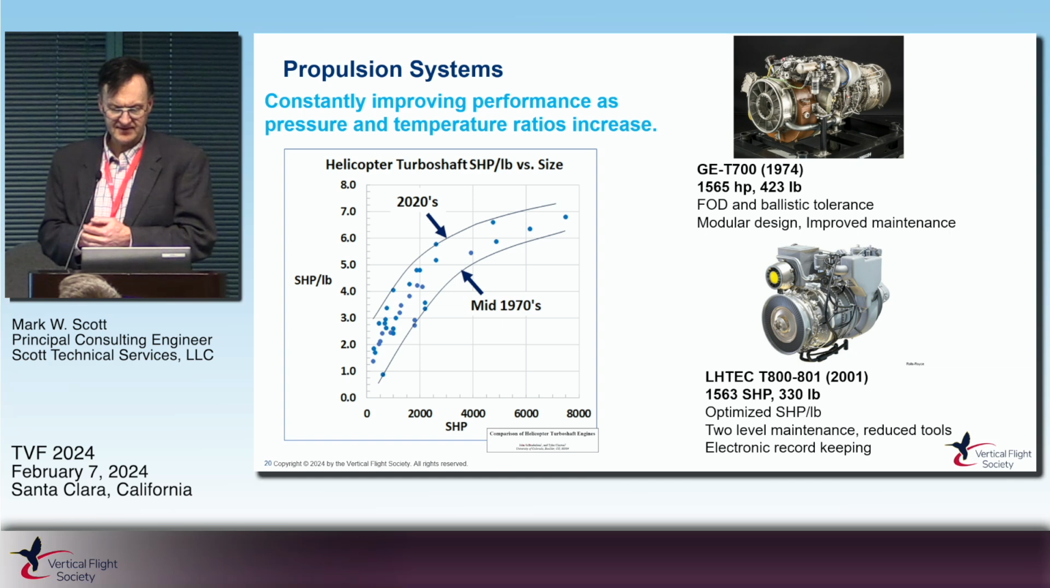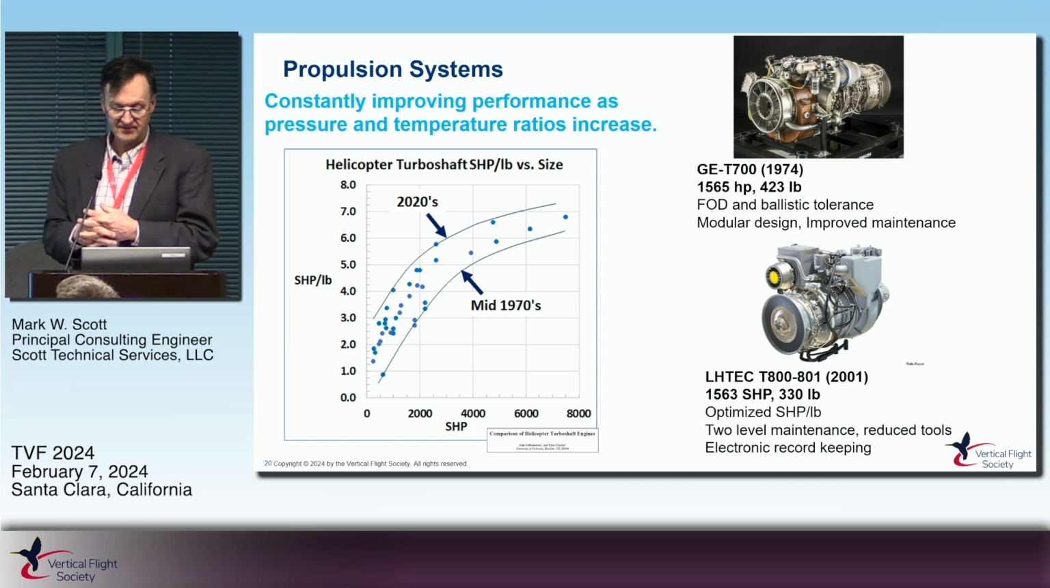Here's an example, the T-700, 1974. That's a picture of one of the very first T-700s at the National Air and Space Museum. 1,560 horsepower, 423 pounds. It was designed for FOD tolerance, ballistic tolerance, had a modular design, and had improved maintenance, which was a big jump for the time from the engines that were being built. Purpose built for the military, for the Army. LH Tech, T-800, 2001.